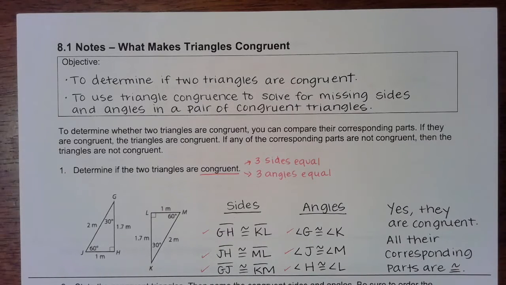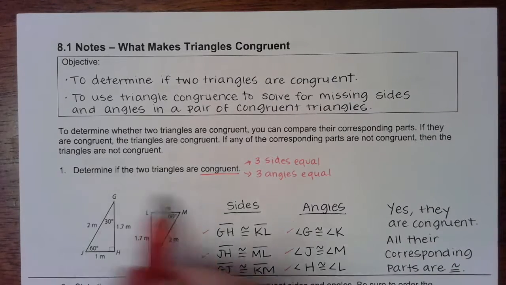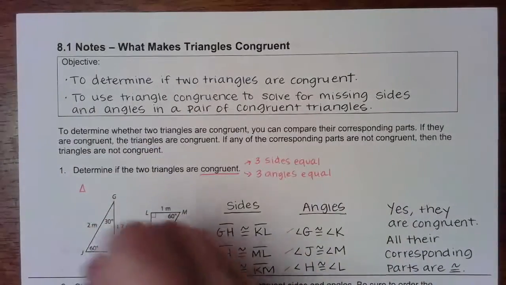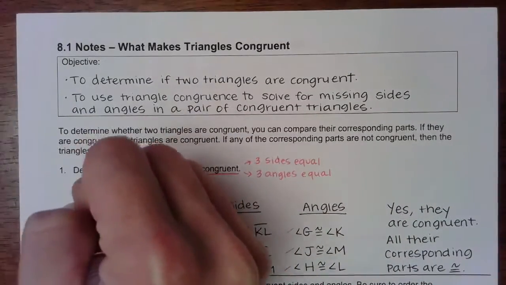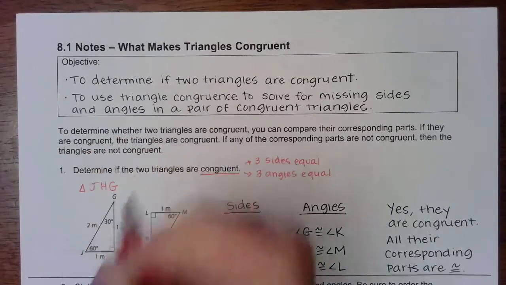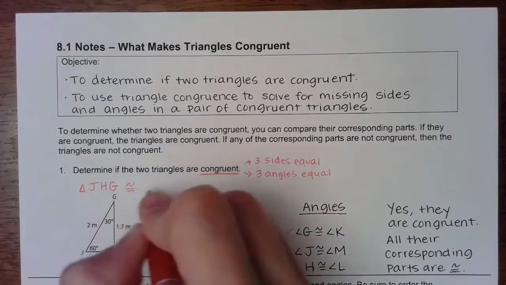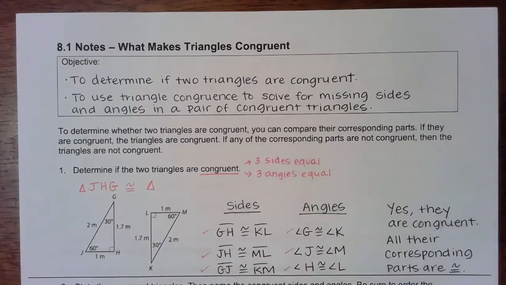If we wanted to write the congruent statement for this triangle, it's important that you're careful because you have to put the letters in the right order. I'll do that right here underneath. If I call the first triangle JHG, it actually doesn't matter what order I put the first 3 letters in, but when I do the second 3, this part's where it's going to matter.